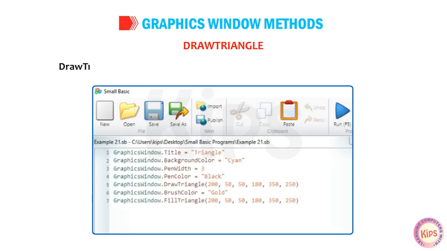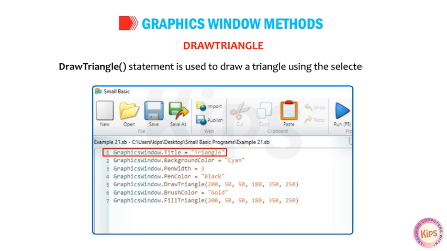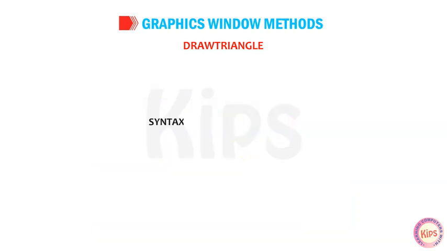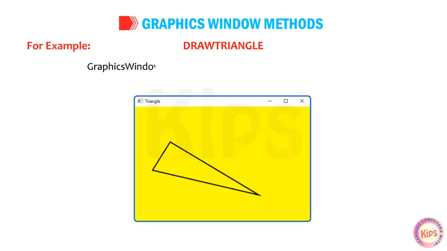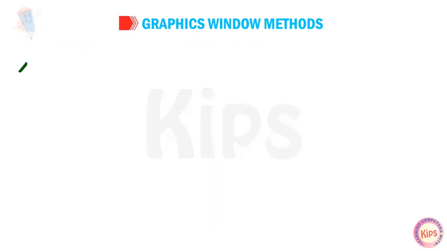Draw triangle. The DrawTriangle statement is used to draw a triangle using the selected pen. The syntax is DrawTriangle(x1, y1, x2, y2, x3, y3). For example, GraphicsWindow.DrawTriangle(100, 100, 50, 180, 350, 250). The three pairs of x, y coordinates specify the 3 points of the triangle.